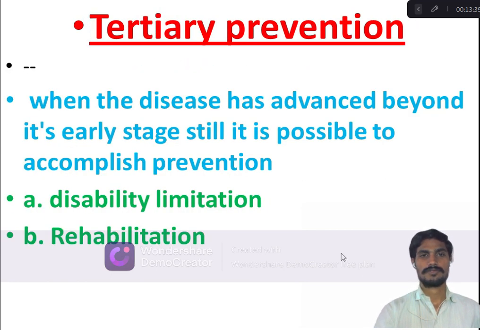Tertiary prevention. This is a final stage prevention. What is tertiary prevention? When the disease has advanced beyond its early stage, still it is possible to accomplish prevention.